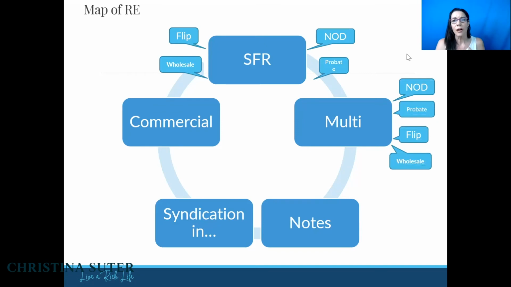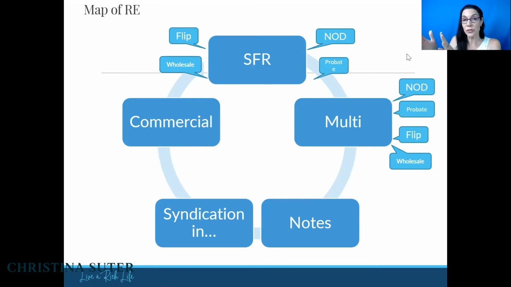Now I have a multifamily. Oh, wait a minute. I can wholesale a multifamily. I can buy it and sell it to somebody else very quickly, or I can take it from this person to that person and get a fee for it. That's wholesaling. I find it over here.